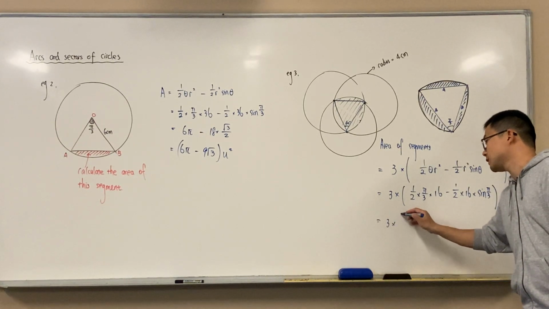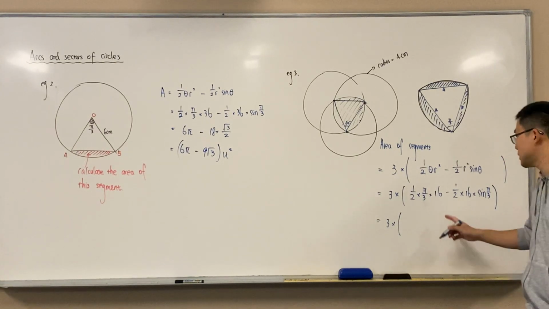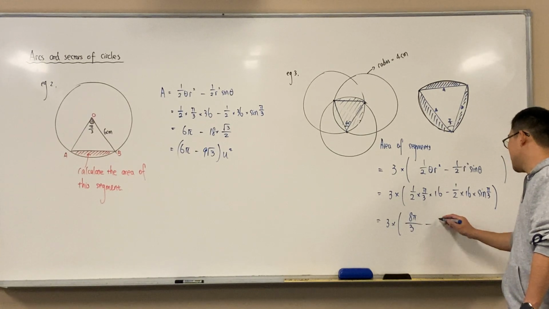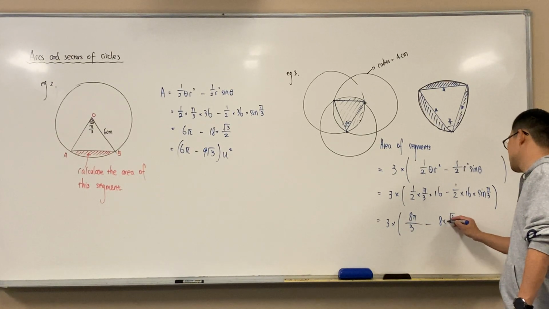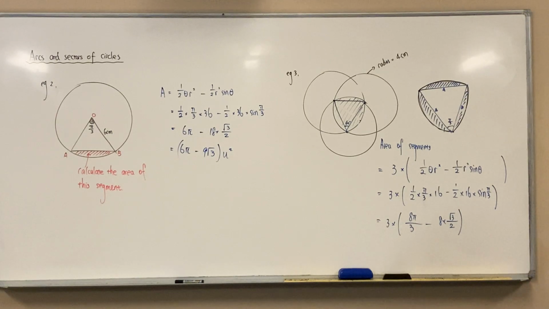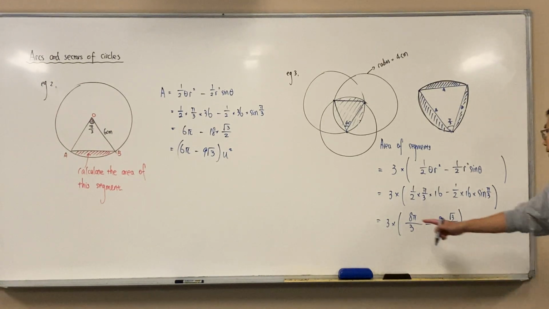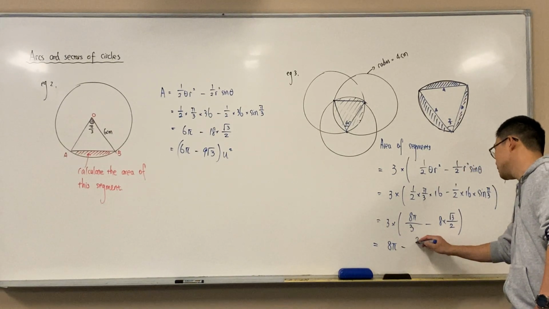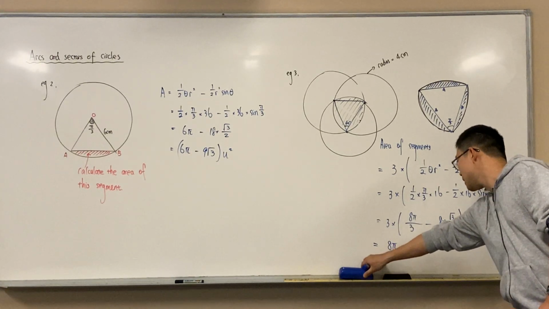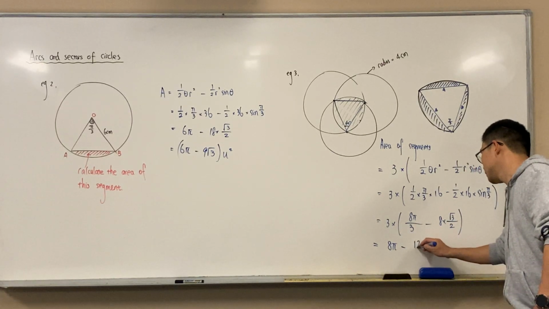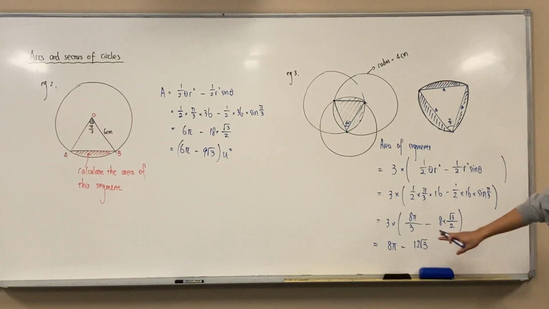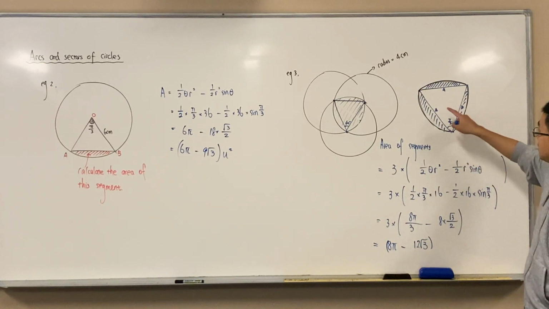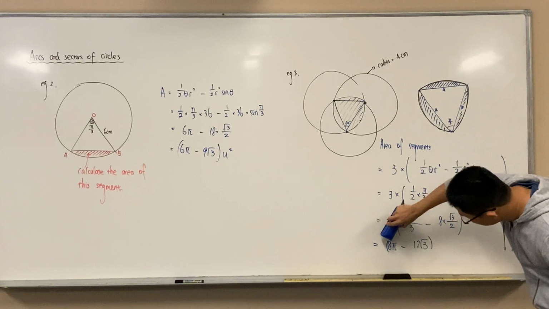Let's keep doing this. After you simplify it, that becomes 8 pi over 3 minus 8 times square root of 3 over 2. If you times everything inside, that becomes 8 pi minus 12 square root of 3. Here is the answer, right? That is the answer for the area of the 3 segments, the 1, 2, and 3.